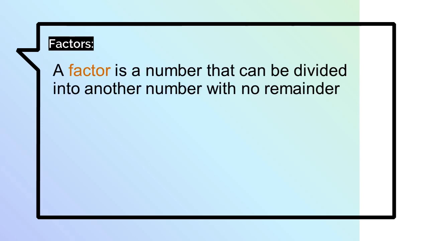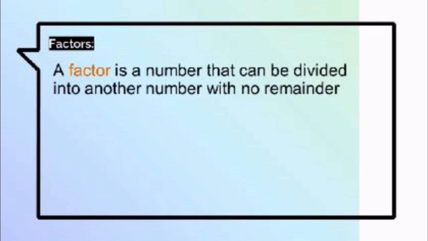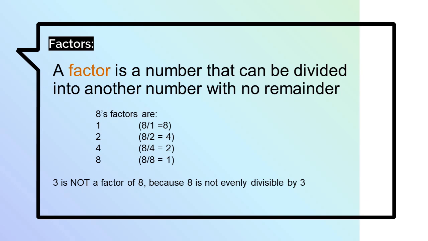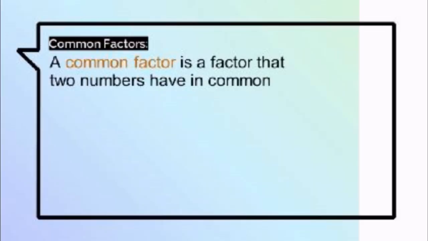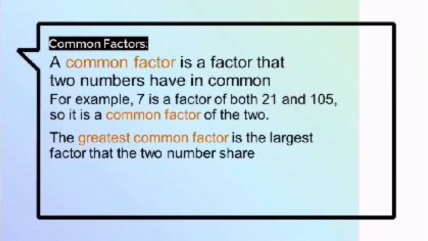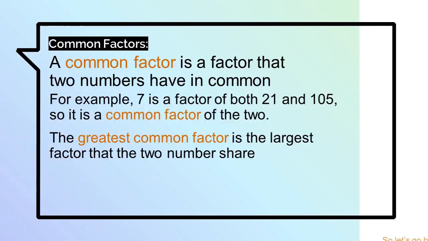A factor is a number that can be divided into another number with no remainder. For example, 8's factors are 1, 2, 4, and 8. 3 is not a factor of 8 because 8 is not evenly divisible by 3. Because 8 divided by 3 equals 2 with remainder 2. A common factor is a factor that two numbers have in common. For example, 7 is a factor of both 21 and 105, so it is a common factor of the two. The greatest common factor is the largest factor that the two numbers share.